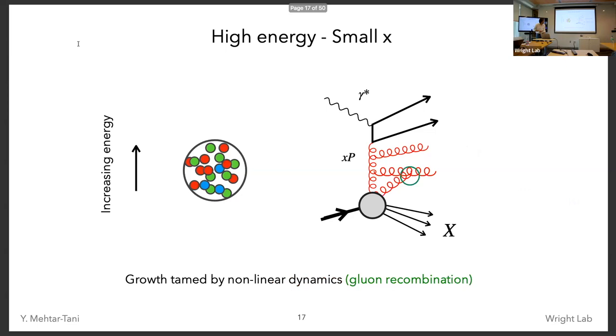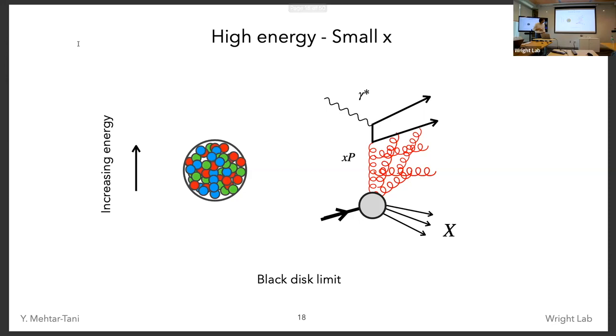This is what happens, until a point where gluons start overlapping. You have so many gluons inside the proton that they start overlapping in the transverse direction. And this means that the probability of recombination is no longer negligible. This is the physics of gluon saturation: non-linear dynamics that is usually neglected in the context of the parton picture, a picture of weakly interacting partons that don't recombine, so it's only linear dynamics. But this non-linear dynamics is expected to happen at small x, when you have enough gluons to pack inside the proton. And at some point, it will reach saturation.